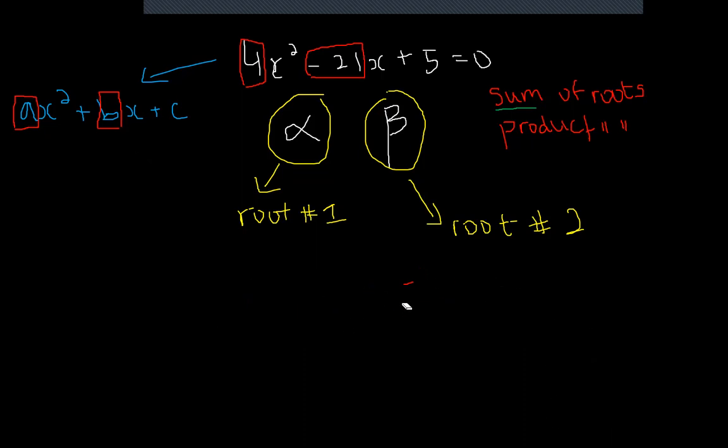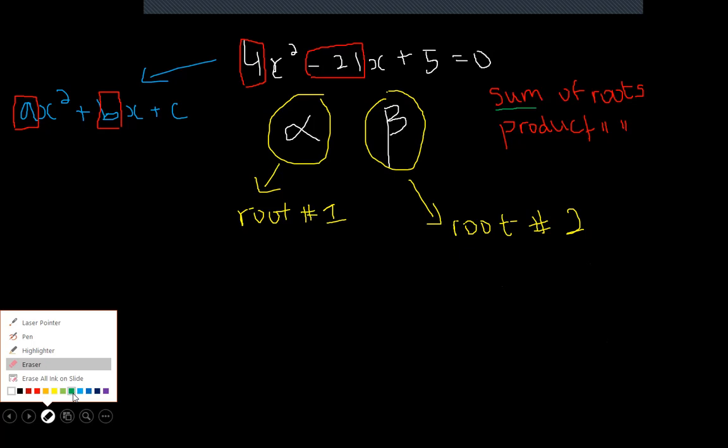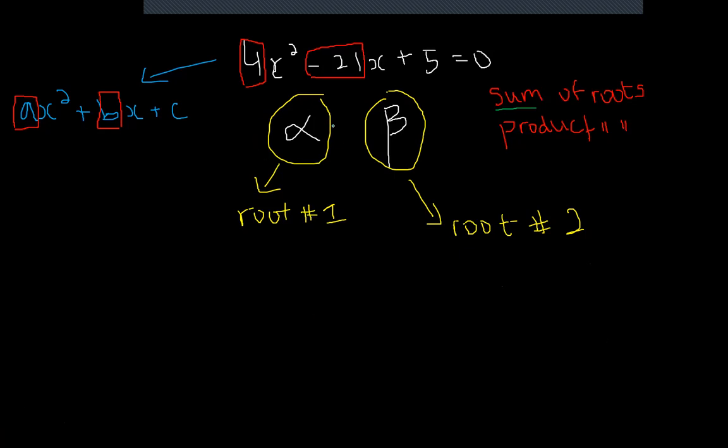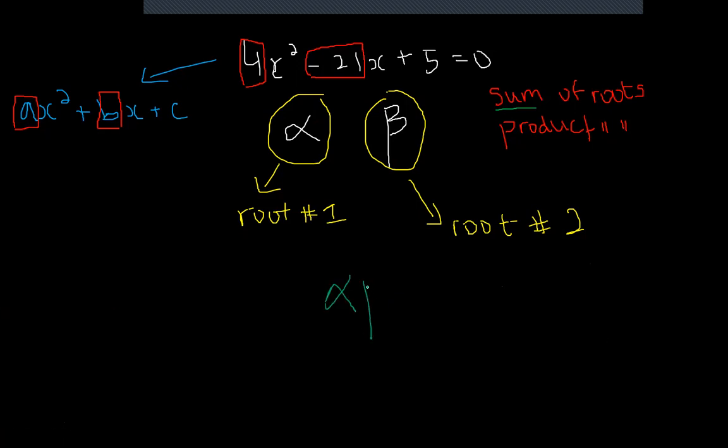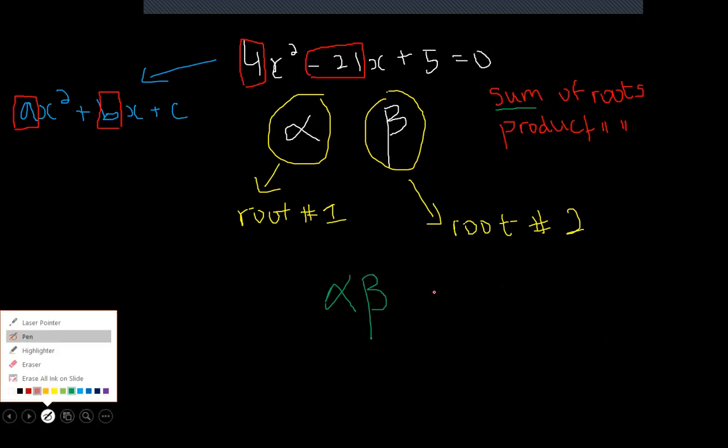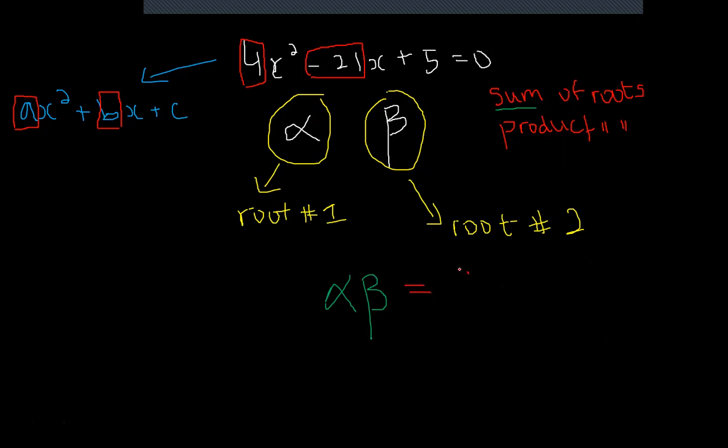Now they want to find the product of the roots. We know that product means to multiply. So the product of the roots is alpha multiplied by beta, which is the same as alpha beta. And we know a formula for the product of the roots. It says that alpha beta, the product of the roots, is equal to c on a, the value of c divided by my value of a.